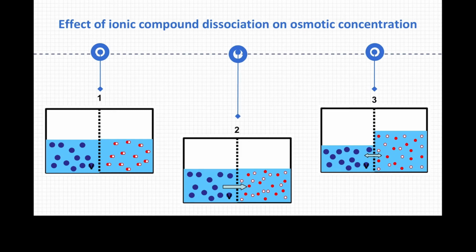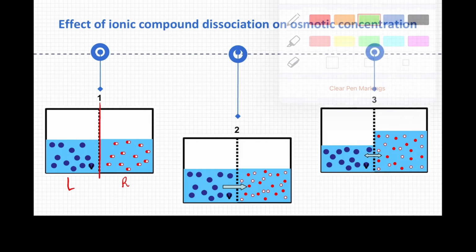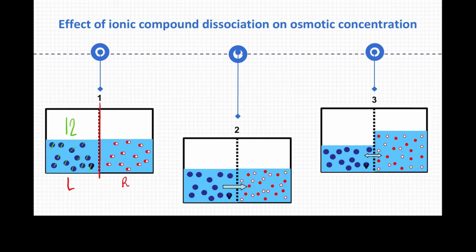What we have here are 2 solutions, this one on the left and this one on the right, separated by a semi-permeable membrane. As we can see here, these 2 solutions have the same molality. It has 1, 2, 3, 4, 5, 6, 7, 8, 9, 10, 11, 12. 12 for this one and also 12 for this one.